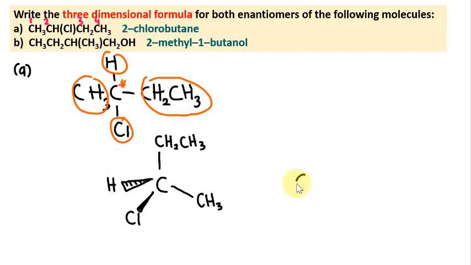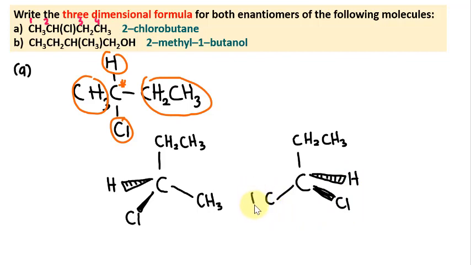Next, its mirror image. Let's draw the bonding first. The 4 bonds must be the mirror image of each other, right? So just copy back all the atoms or groups of atoms for each bonding. At the back, I've got the hydrogen, here I've got the chlorine, and here I've got the methyl group, CH3. So these two are the enantiomers for this molecule.